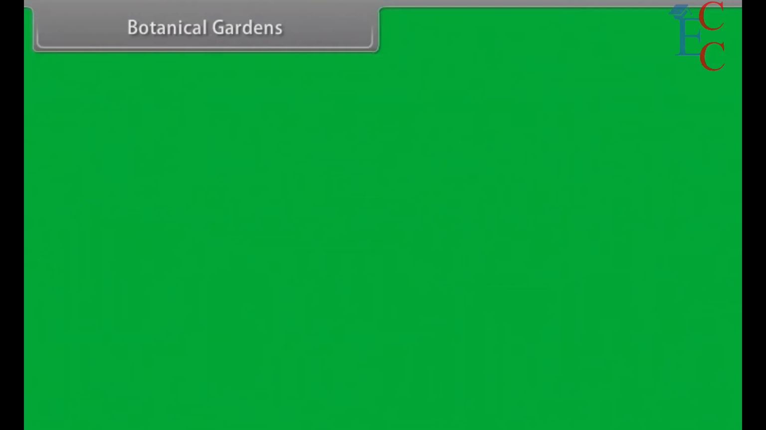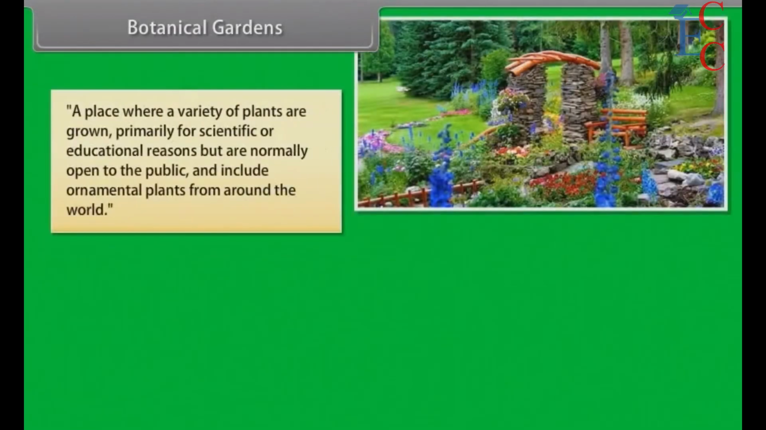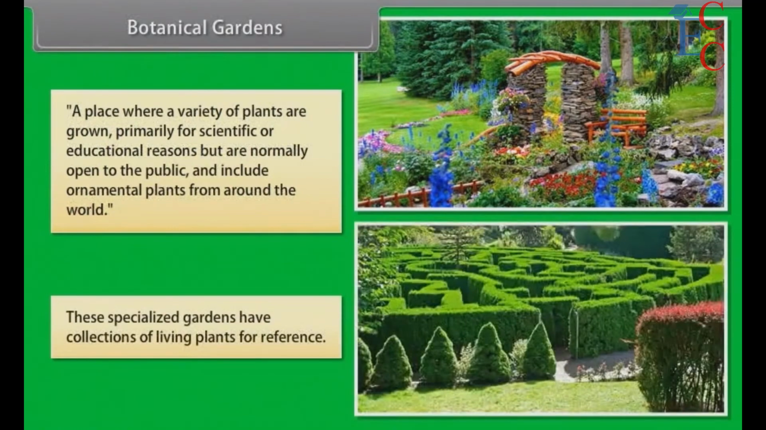Botanical Gardens: A botanical garden is a place where a variety of plants are grown, primarily for scientific or educational reasons, but are normally open to the public and include ornamental plants from around the world. These specialized gardens have collections of living plants for reference.